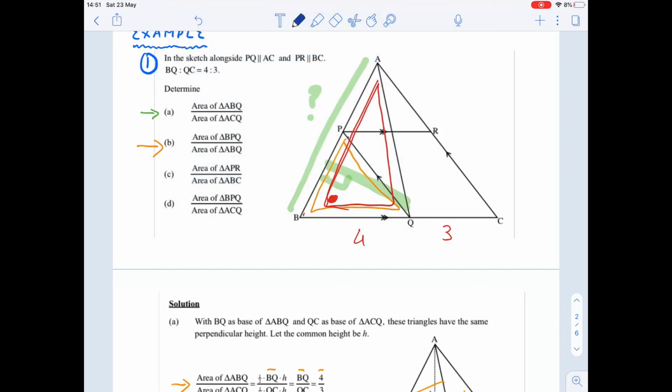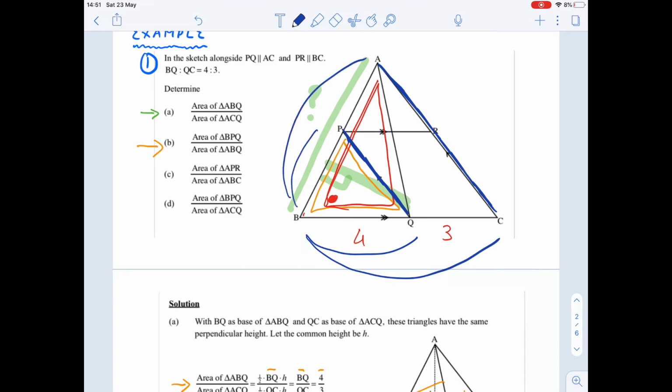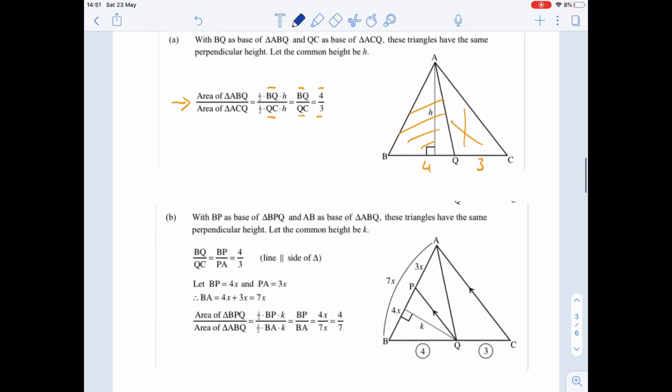I'm hoping that you can remember that because we have a parallel line here, let's get rid of this, and a parallel line here, we know that that over that must equal that over that. And we know what they are because it's 4 over 3. So that would mean that this is going to be 4x over the whole one, which is going to be 7x.